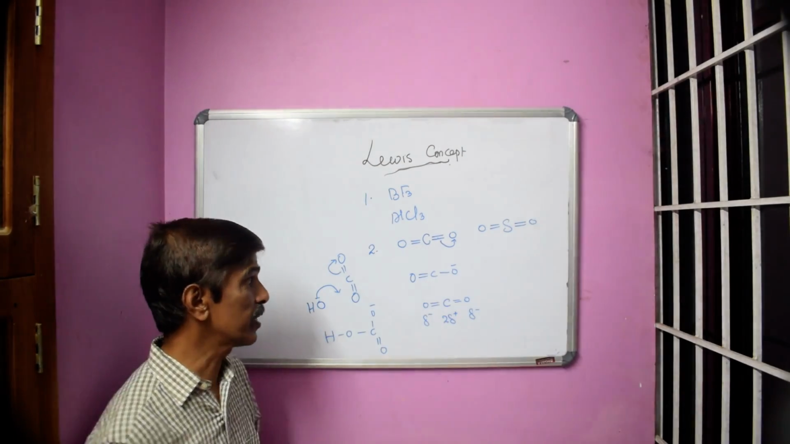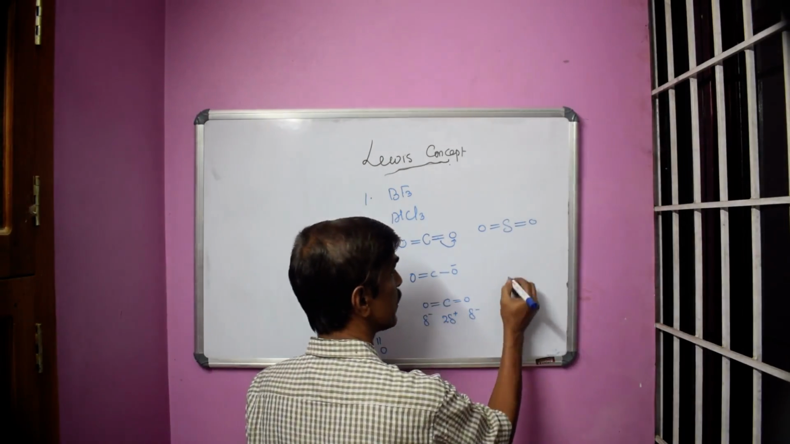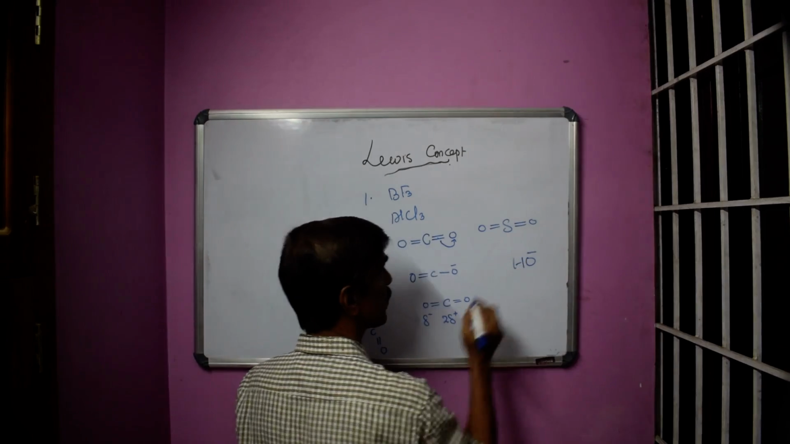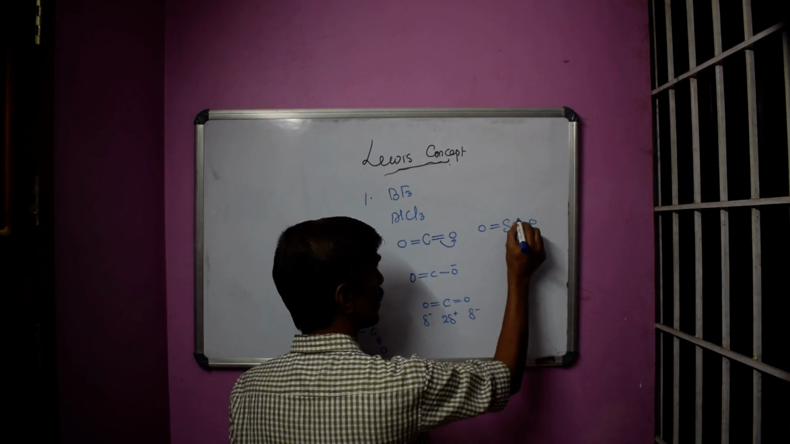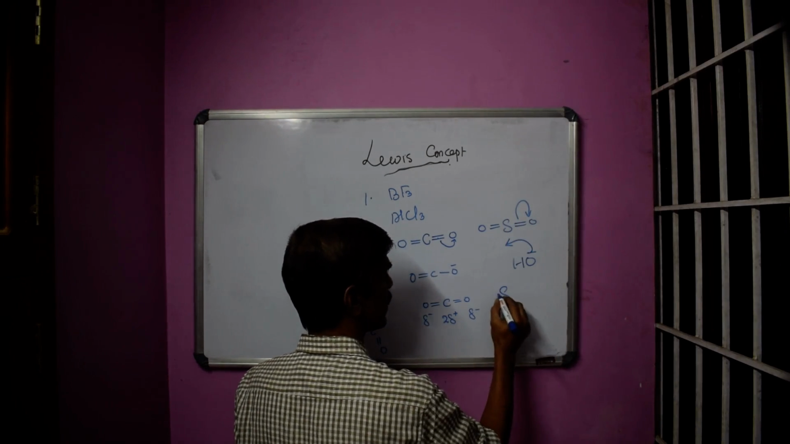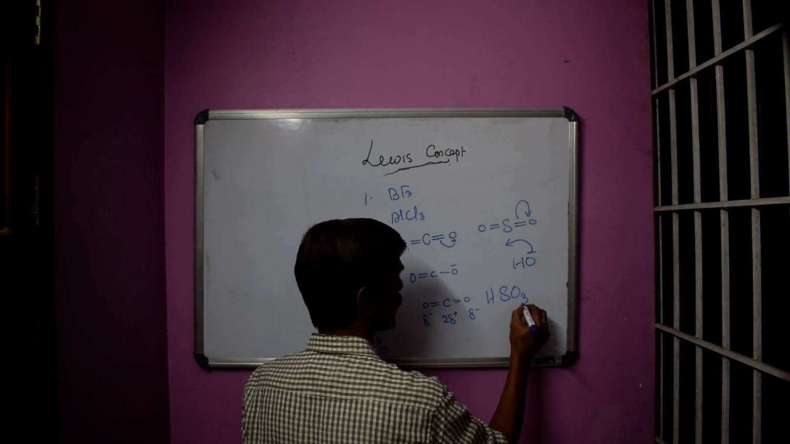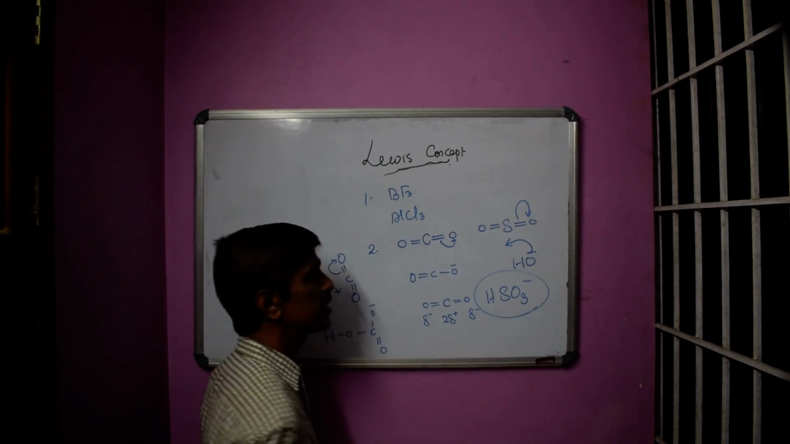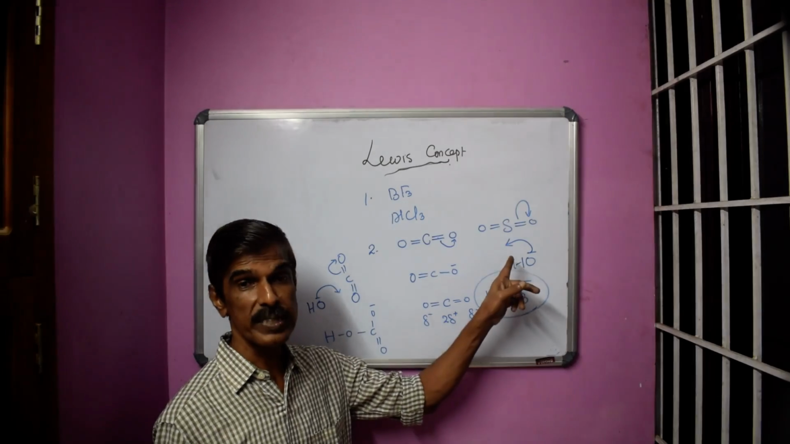Similarly with sulfur dioxide, when an OH minus comes, this will go here and this will go there, and we get the bisulfite ion, HSO3 minus.